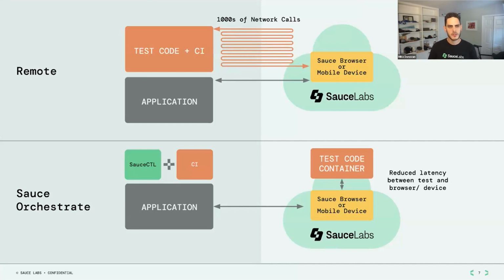And then execution time limits. There are no execution time limits with Sauce Orchestrate. We do some monitoring to make sure that there aren't any containers that are running and not doing anything, so that they can time out. But as long as you're running tests, there's really no timeout.